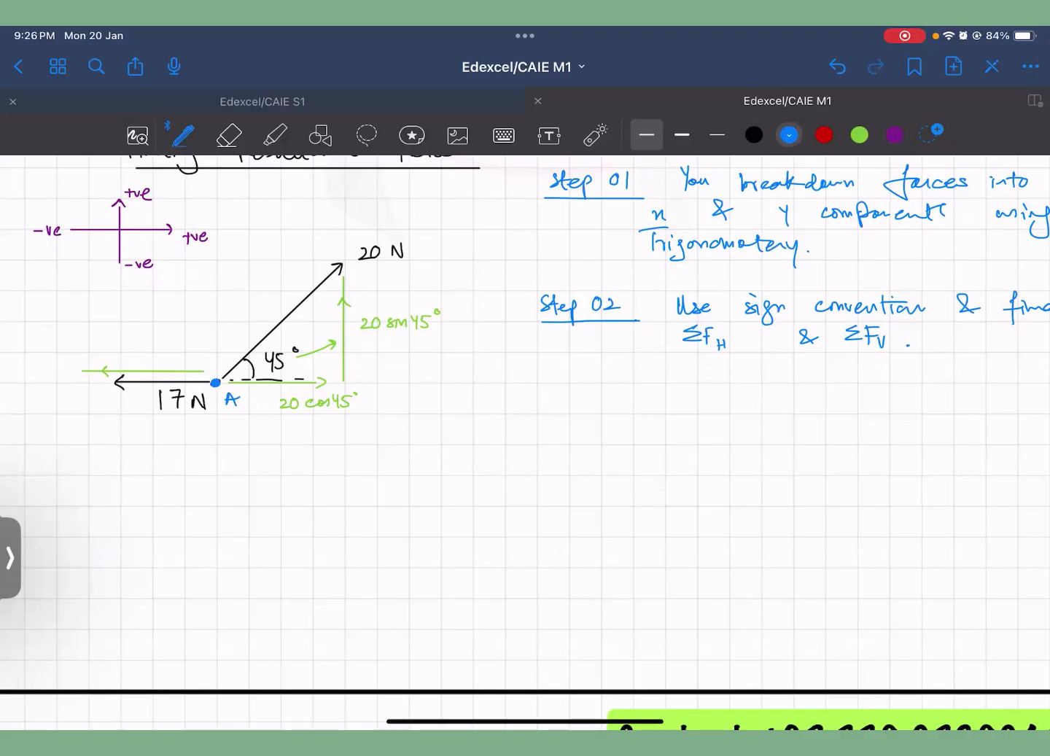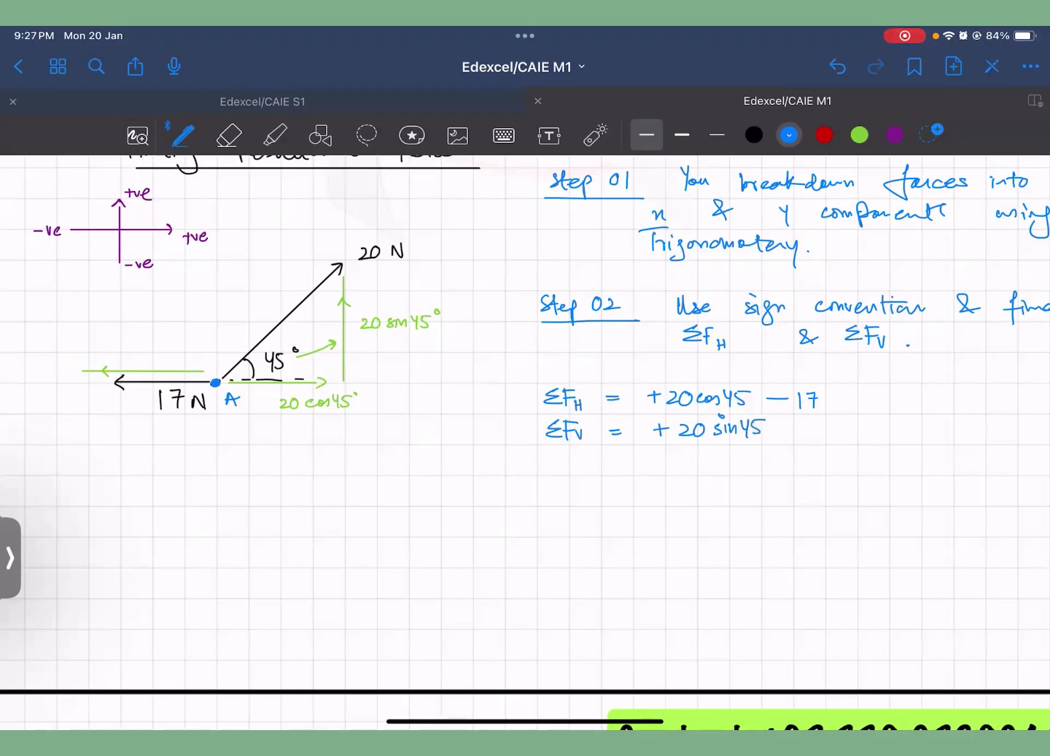Now, the summation of horizontal components. The first horizontal component you can take is 20 cos 45. This is positive 20 cos 45 because it is going to the right side. And then there's another horizontal vector, which is 17, but that is going to the left side, so I would do negative 17. This is the sum of the horizontal components. Then you do the vertical components. There is only one, which is vertically above, which is 20 sine 45.